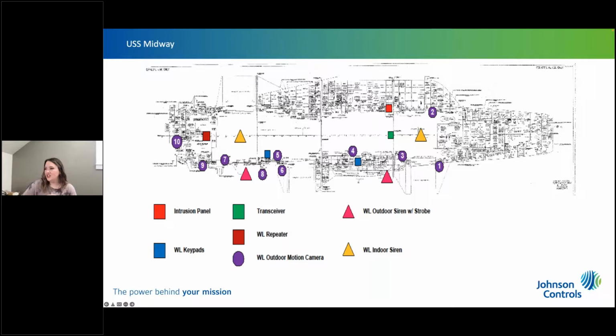So you've got the panel installed over here, and then you've got all of the circles. The purple circles are outdoor motion cameras. The yellow triangles are indoor sirens. The red triangle is an outdoor siren with a strobe. The dark red square is the repeater, and the blue squares are keypads. I think people underestimate the power of PowerG. When you show them a submarine and say it's working, it's active, and there are no problems, it's a little bit more enlightening.